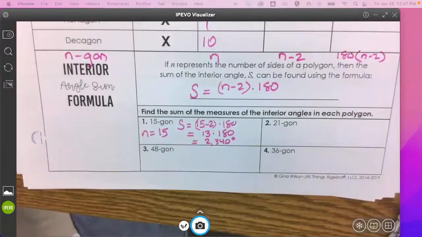Would you guys please do the 21-gon? Figure out the sum of the interior angles.